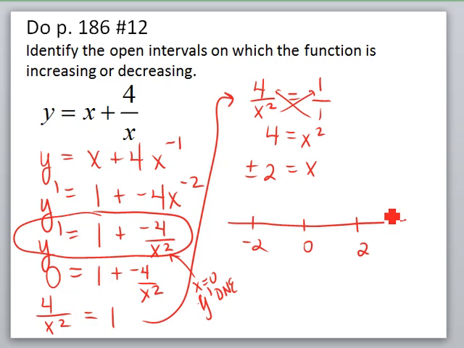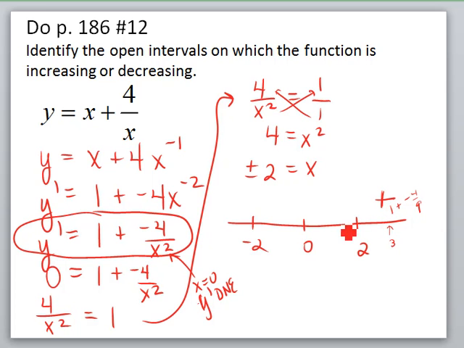So if I test 3, that would be something greater than 2. So if I put 3 in here, I notice I get negative 4/9. So at 3, it would be 1 plus negative 4/9. That would be a positive value. So I'm going to put a plus sign above here, meaning the slopes of the tangent lines at the curve are all positive in this interval.